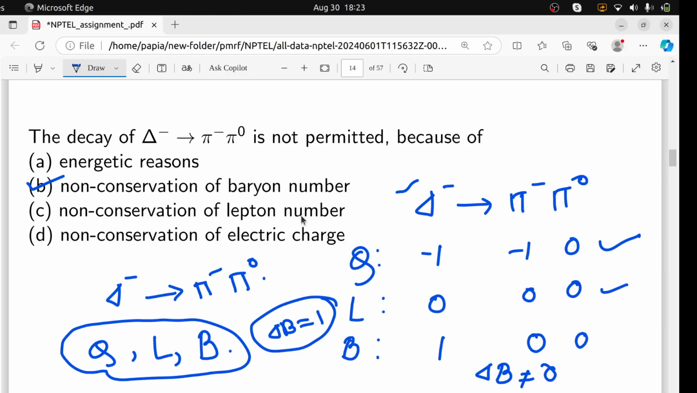So delta minus going to pi minus pi 0, this nuclear reaction is not going to happen because of non-conservation of baryon number. Delta minus is a baryon, but pi 0 is not a baryon particle. These are meson particles. So that's why. The energetic reason is also there, but that is not that problematic. In this case energy is not that problematic, but baryon number is very much problematic. Okay, so this is the thing.